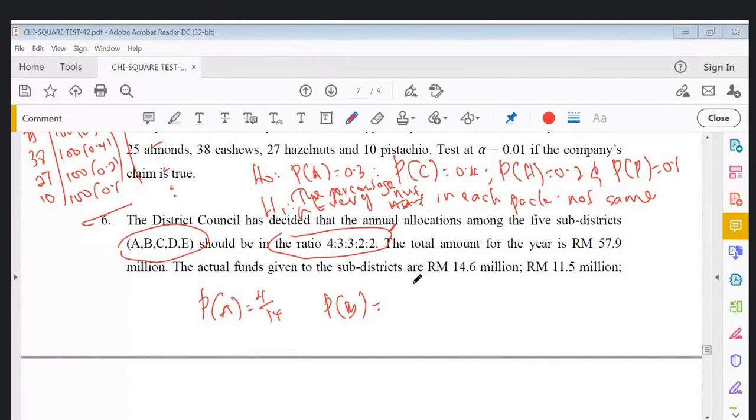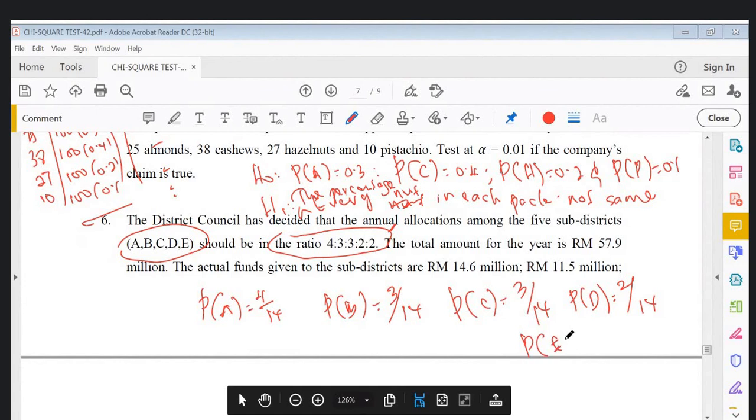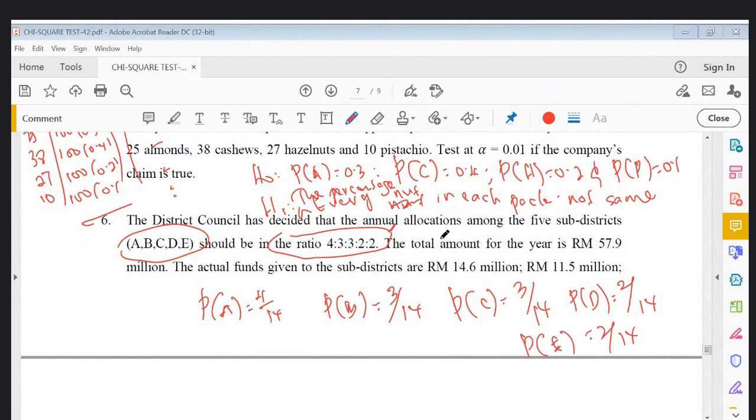Okay, PB. 3 over 14. Okay, PC, same, 3 over 14. PD, 2 over 14. And the last one, PE, 2 over 14. Okay, after that you can continue for this one.